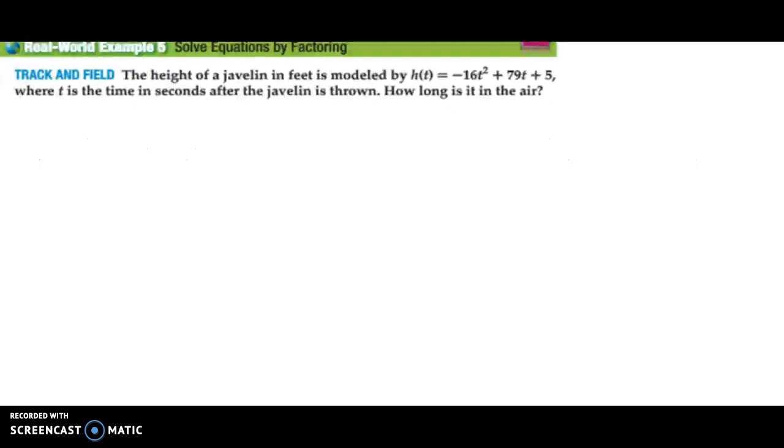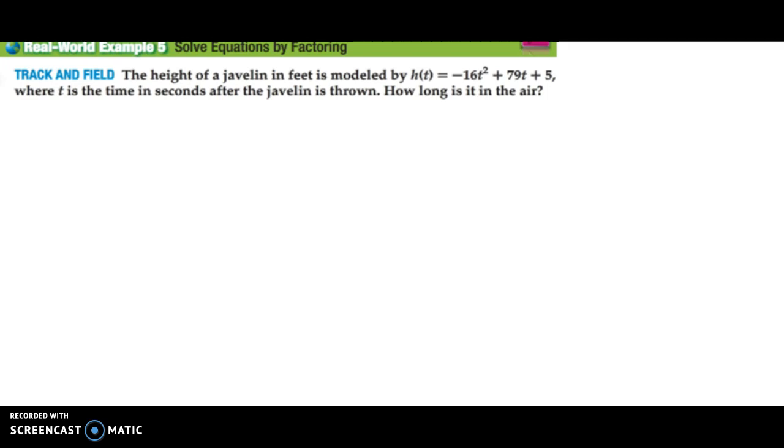Now, a word problem. It says the height of a javelin in feet is modeled by the equation h of t is equal to negative 16t squared plus 79t plus 5, where t is the time in seconds after it is thrown. How long is it in the air? So we're trying to see the total time it's going to be in the air.